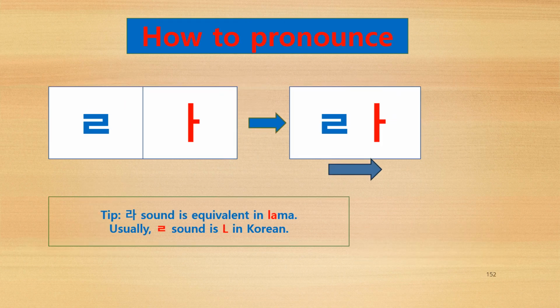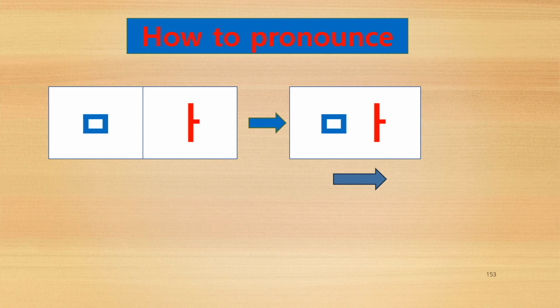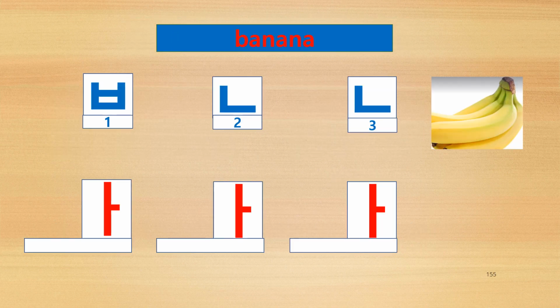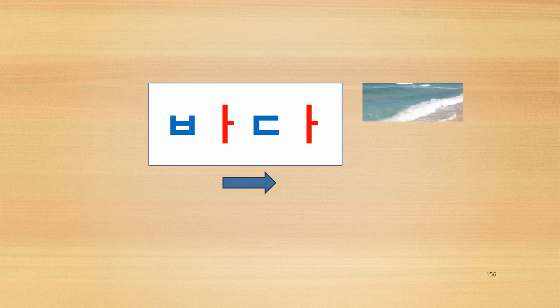Well done. And the la sound, L sound, and ma, mouse, and the pa. Can you see? Banana, bicycle, buy. English changes, doesn't it? But Korean never changes, always pa. And the banana, this one is quite an easy one, isn't it? Pa, na. Well done. And then how do you pronounce it? Pa, ta. Soft and low pitch.